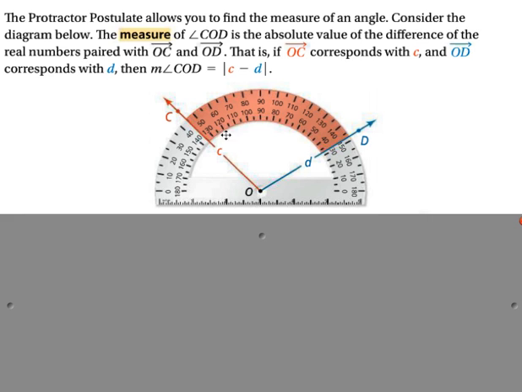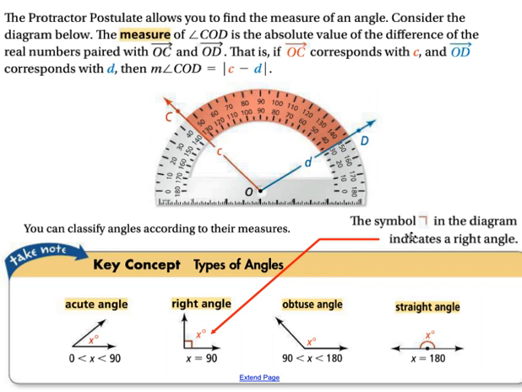And the way that we're going to do that, if our rays are not on the 0 line here of our protractor, all we're going to do is find those 2 numbers on the protractor and subtract them and take the absolute value. So that's what the measure of angle COD would be, just subtracting those 2 numbers.